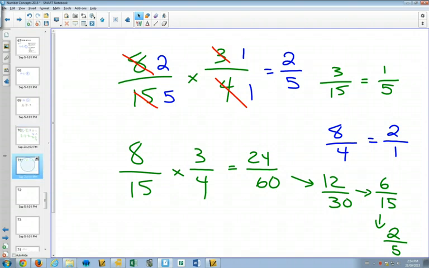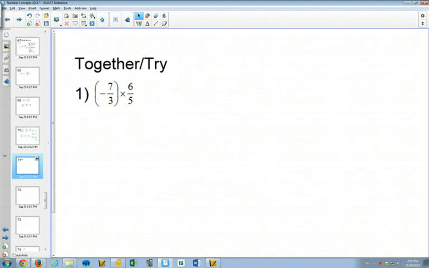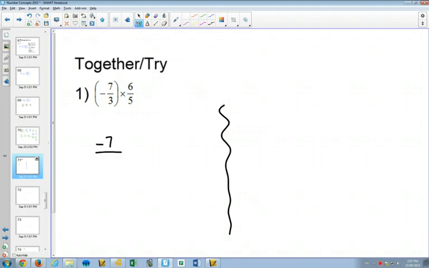Okay, one for you to try on your own. Ooh, with a negative. Okay, first of all, we've got a negative. I'm going to put my negative just on the top there. Negative 7 over 3 times 6 over 5. If we multiply the top, 7 times 6 is? Negative 42. 3 times 5 is?